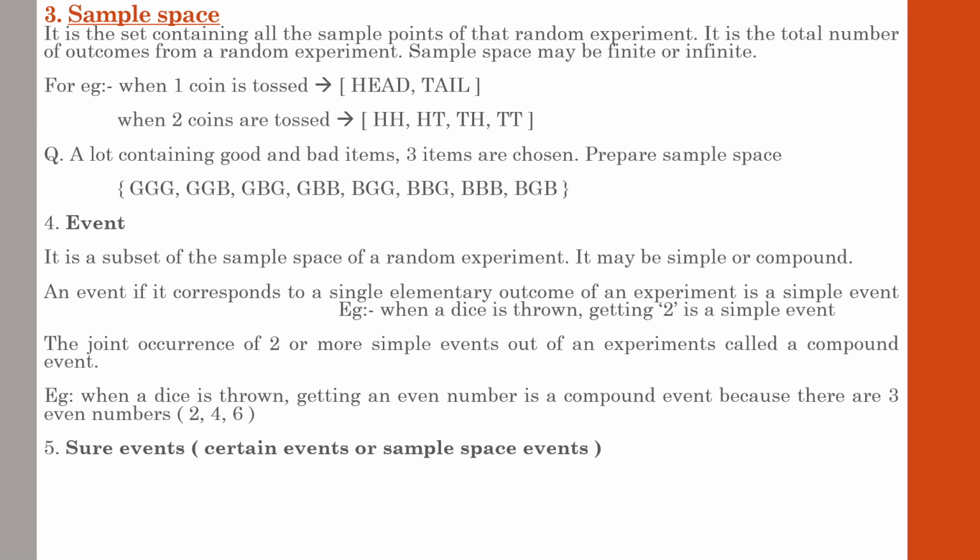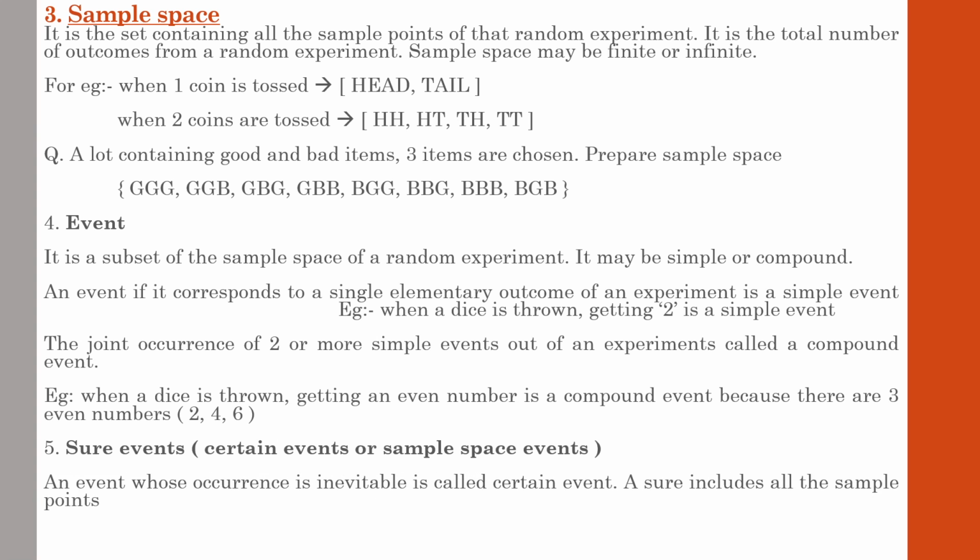Next one, sure event, otherwise known as certain event or sample space event. An event whose occurrence is inevitable is called a certain event. A sure event includes all the sample points. For example, getting a white ball from a bag containing all white balls. If you are given a bag containing 5 or 6 white balls, what is the probability of getting a white ball?